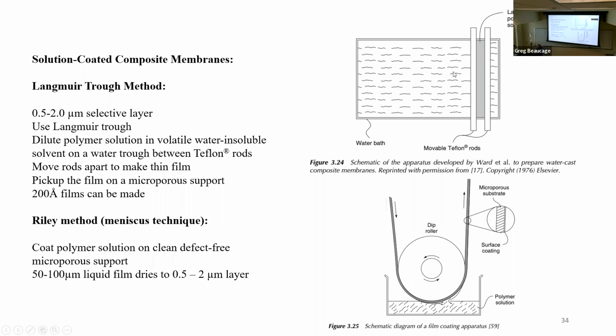So Langmuir trough means you put something that's insoluble in water, like a surfactant, on the surface that forms a film on the surface of the water. And then if you have 2 Teflon bars, if you separate them, you can stretch that material across the surface. So that's called a Langmuir trough. Then you can make a film of like 0.5 micron, 500 nanometer film.